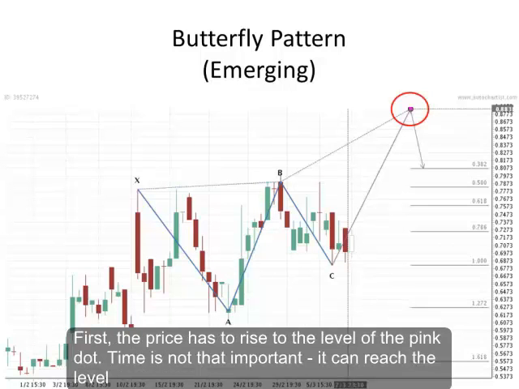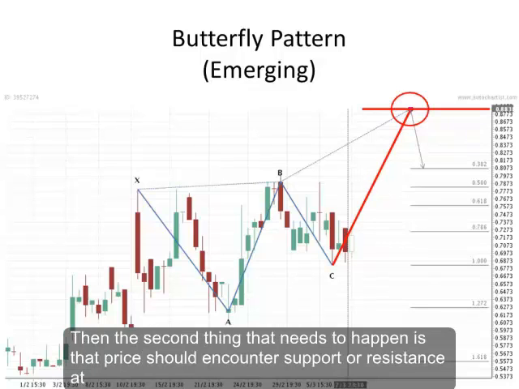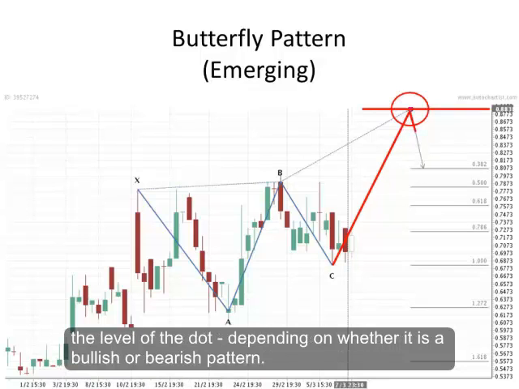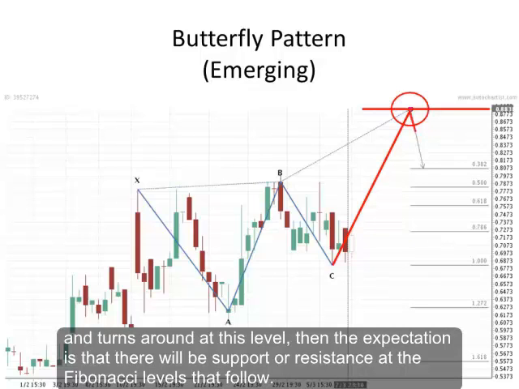Because for the opportunity to realize, two things still need to happen. First, the price has to rise to the level of the pink dot. Time is not important. It can reach the level before or after the dot as long as it is on that level. Then the second thing that needs to happen is that price should encounter support or resistance at the level of the dot, depending on whether it is bullish or bearish. So, only if the pattern reaches this level and turns around at this level, then the expectation is that there will be support or resistance at the Fibonacci levels that follow.